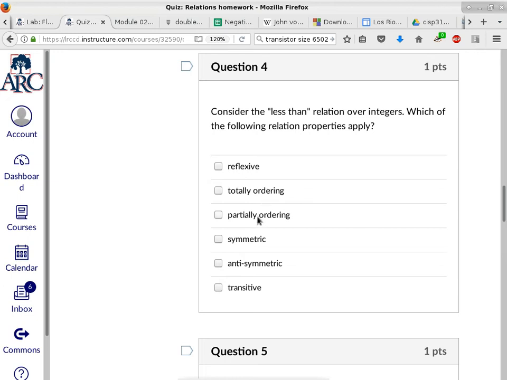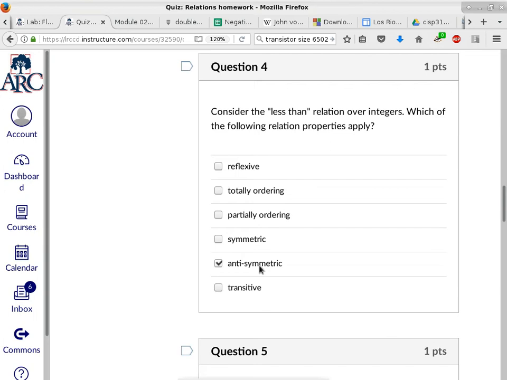Okay, is it symmetric? Is less than symmetric? If A is less than B if and only if B is less than A. Does that make sense to you? No. So it's not symmetric. Is it antisymmetric? Now this is a really tricky one. It's always false on one side. It is antisymmetric. Yes. Okay, why is it antisymmetric?